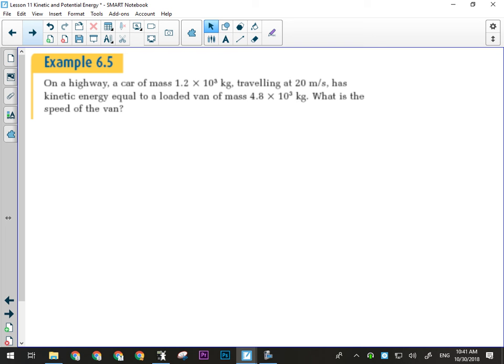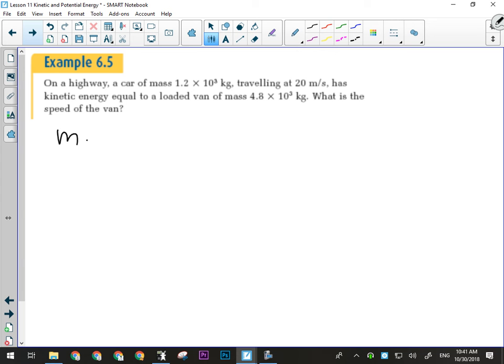All right, so on a highway, we have a car that has a mass of 1,200 kilograms. It is traveling at 20 meters per second and has kinetic energy equal to a loaded van that has a mass of 4.8 times 10 to the 3 kilograms. Okay, what is the speed of the van? All right, kind of a weirdly written question, but something that we can do for sure.